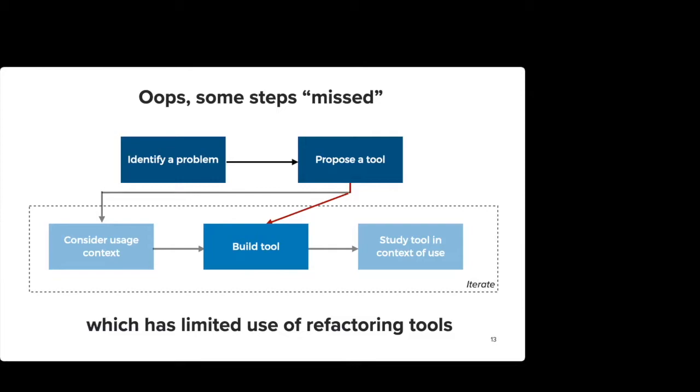Now, if we return to the roadmap, the problem we encounter is that steps in the roadmap were missed. Instead of considering the context of use, tools were built presumably drawing on the experiences of the developers who were building the tools to define how those tools would be interacted with and used.